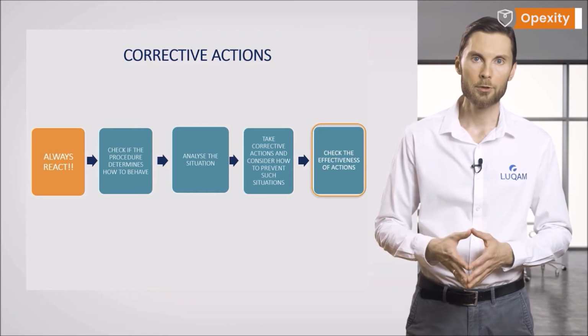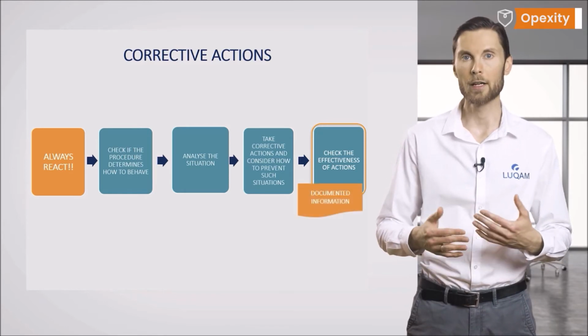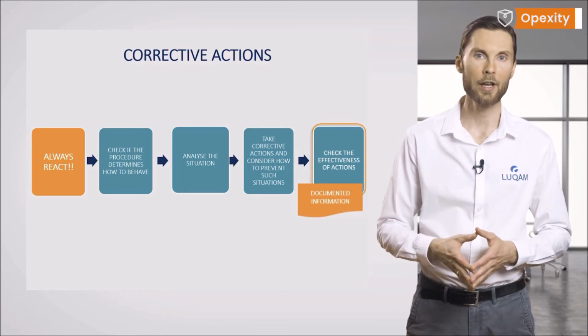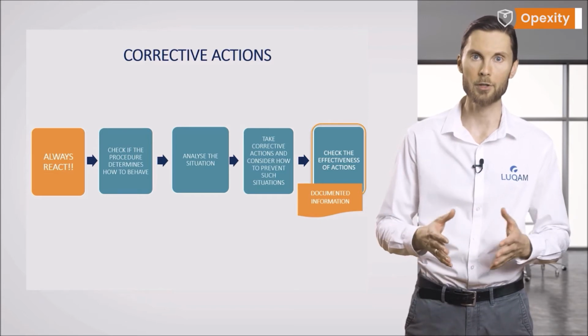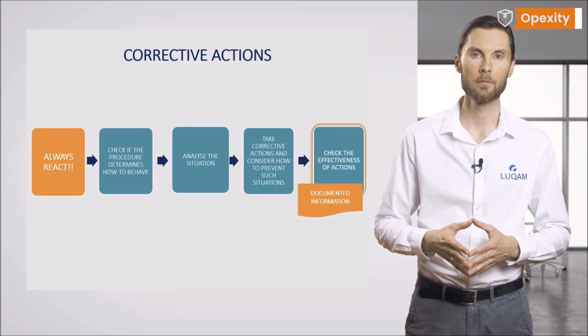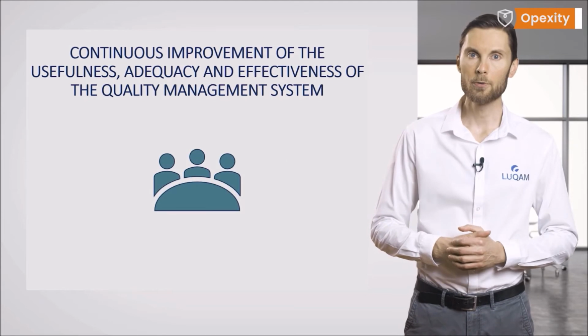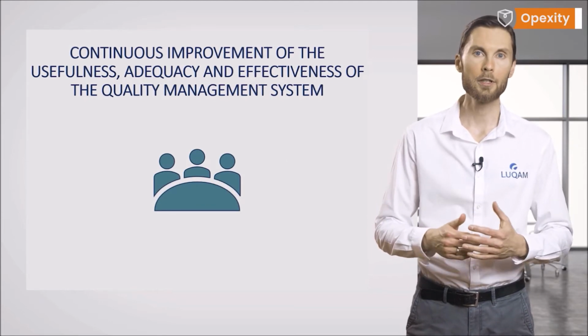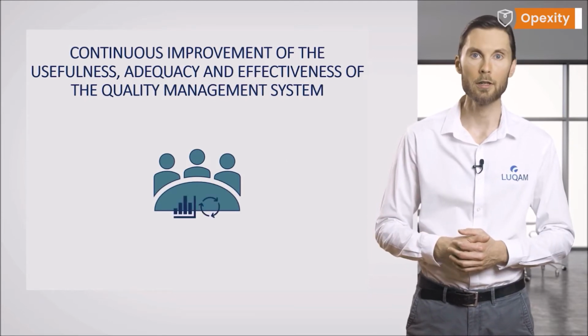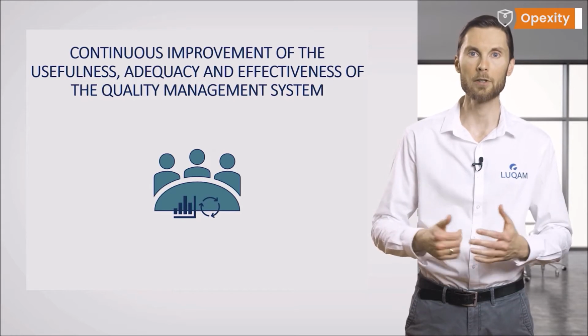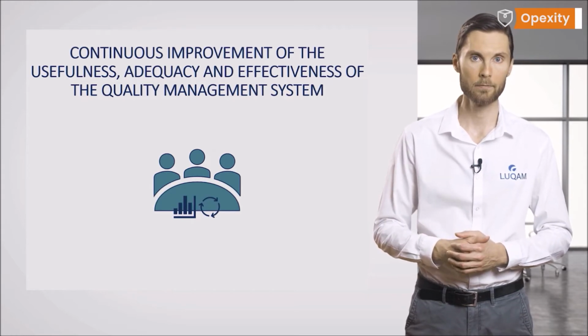We should also remember to keep documents as evidence that appropriate corrective or preventative actions have been taken to prevent reoccurrence of the noncompliance. And now let us move on to further requirements. They are about the necessity of continuous improvement of the usefulness, adequacy, and effectiveness of the quality management system.